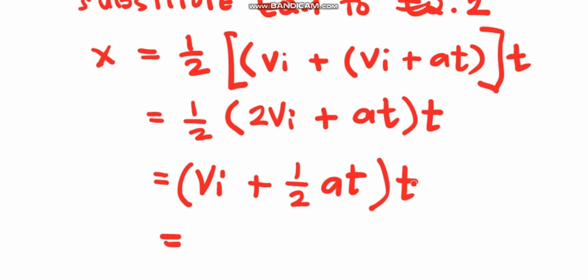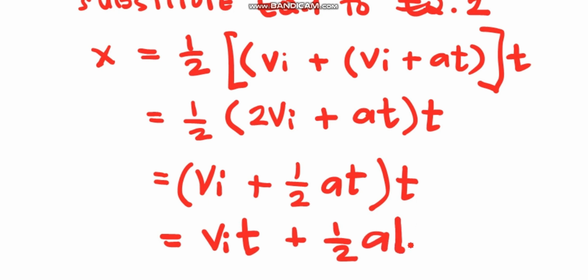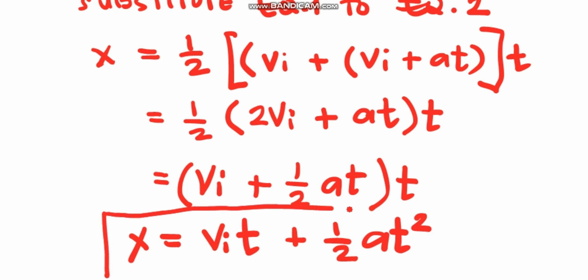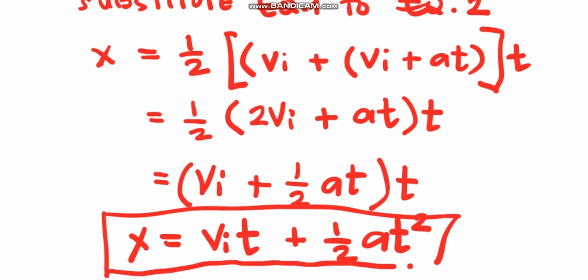If we again distribute t to this term, we'll have v initial times time plus 1/2 at times t is t squared. Now, this equation, displacement x is equal to the product of v initial times time, or vit, plus 1/2 at squared. This is now our third equation for case number 2. Equation number 3, the third equation that we can use if the object is in constant acceleration.